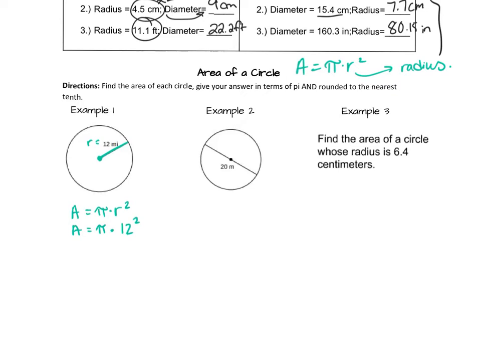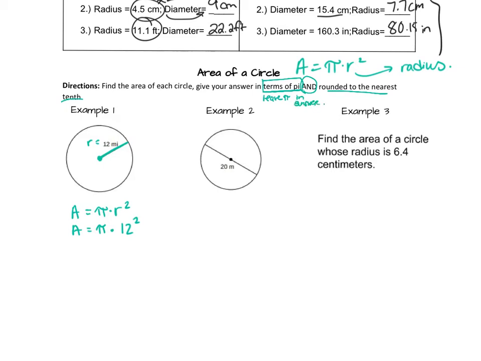So I missed reading the directions, and that was bad because it's very important you understand them. It says find the area of each circle. Give your answer in terms of pi and rounded to the nearest tenth. So to give your answer in terms of pi means you leave pi in your answer.